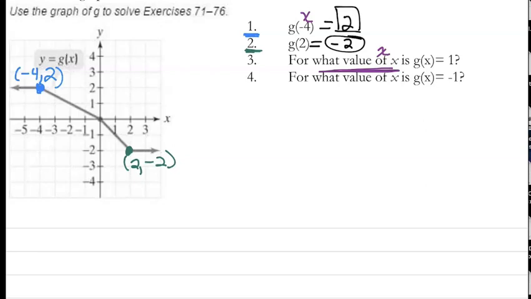So what they actually gave us is the y. So I'm going to look for a y of 1. So I'm going to my y-axis, finding my 1, and I'm looking right or left to see where it runs into the graph. And when I find where it runs into the graph, it's running into the graph at the point -2, 1. So the x value when y is 1 is -2.